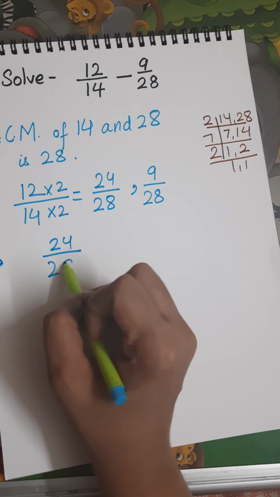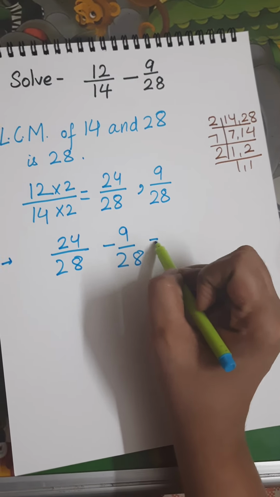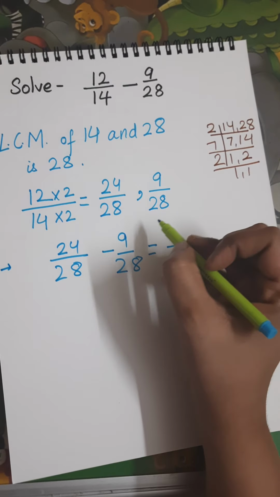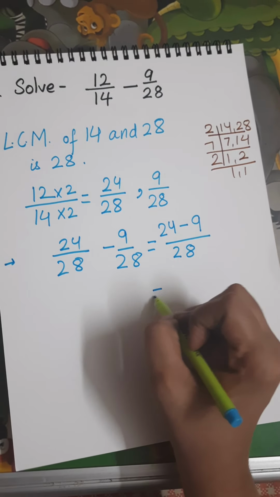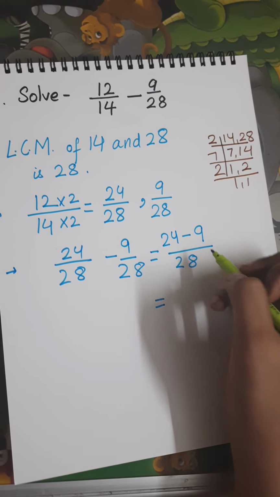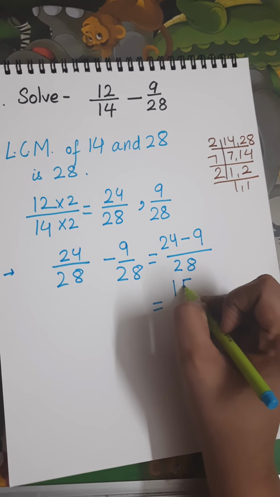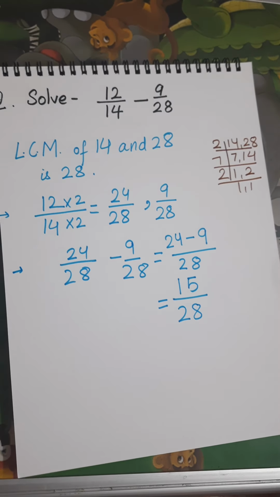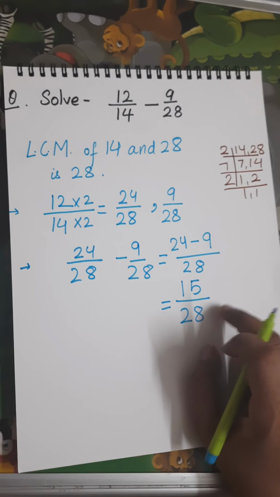24 by 28 minus 9 by 28 equals, writing the denominator 28 once, then 24 minus 9. So what have I got as the answer? Yes, it is 15 by 28. Alright, so this is 15 by 28. Here I have got the answer.